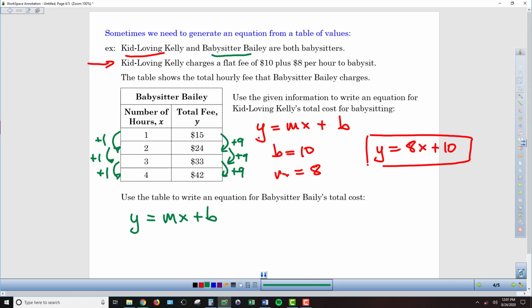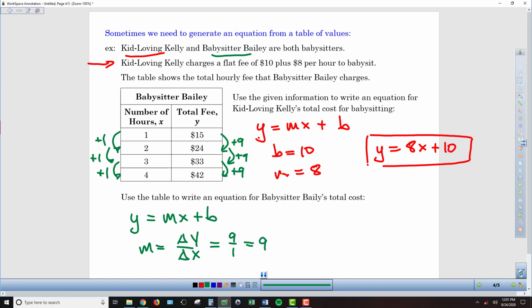And so from this we can get the slope. Recall from our first look at slope, it's the change in y over the change in x. In this case, for the change in y, we're going up by 9 every single time in the y column, and we're only going up by 1 every single time in the x column, so the change in x is 1. That means my slope is going to be 9.